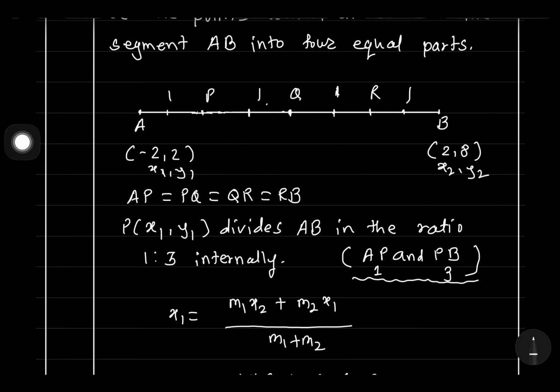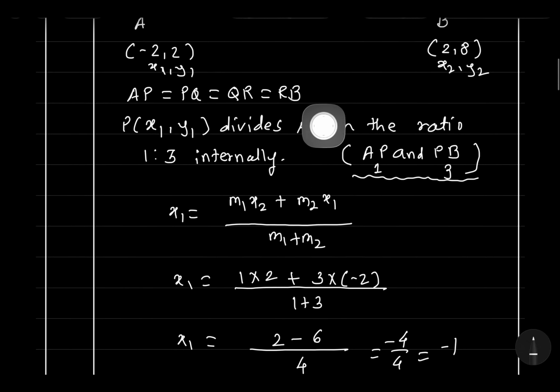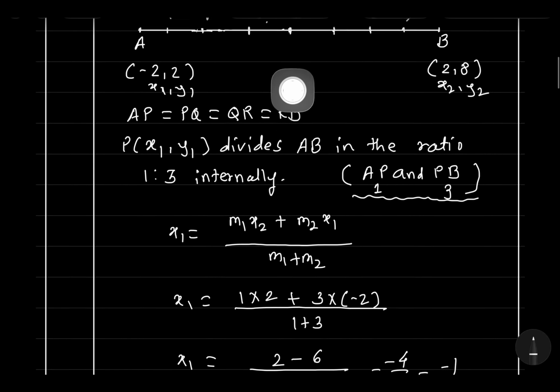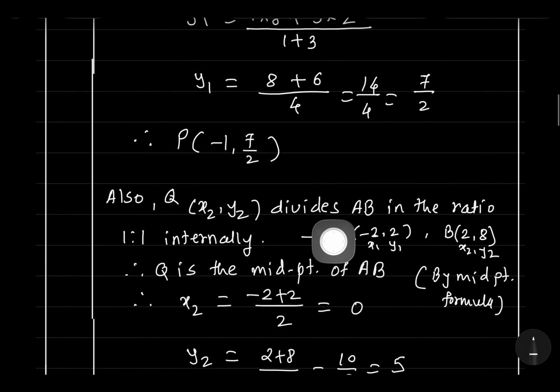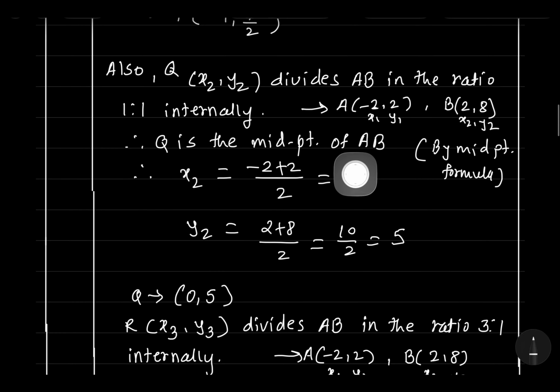Understood? If you are taking here 1 plus 1 means 2, 1 plus 1 2, again their ratio is coming 1 is to 1. So better take 1 is to 1, means two equal parts. When you are taking the Q point, it becomes two equal parts, so the ratio is coming 1 is to 1. Then you know that Q is the midpoint. You can use the midpoint formula here.